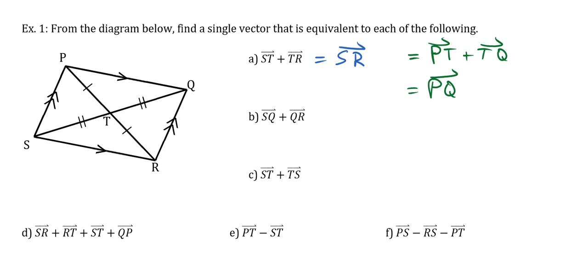So SQ plus QR would be SR. So SQ plus QR takes me just to SR, right? That vector there. And same as question A, ST plus TS gives the zero vector. Okay, so again, those are some of the basics, I feel like.